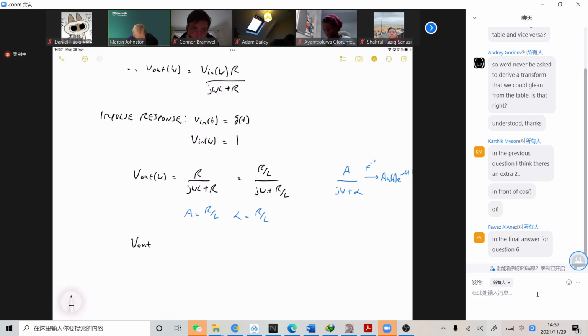Therefore, V out of t is going to be R over L times u of t e to the minus R over L t. Okay, so that's substituting values directly into the table entry. That's what we get.